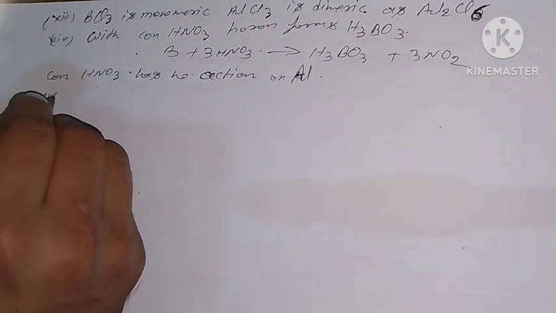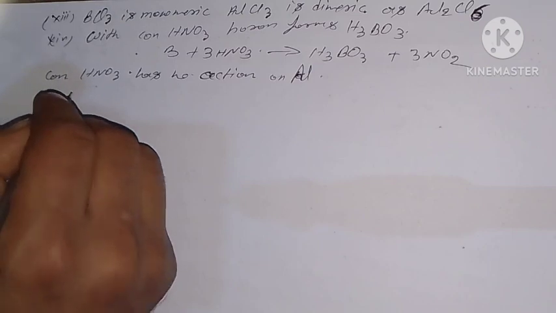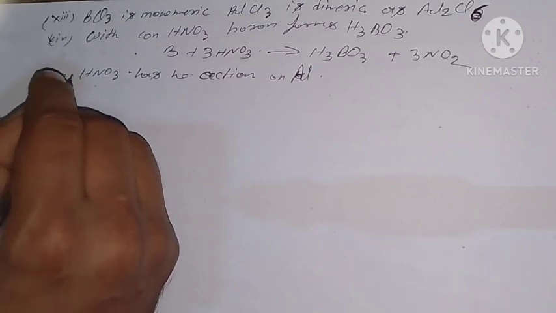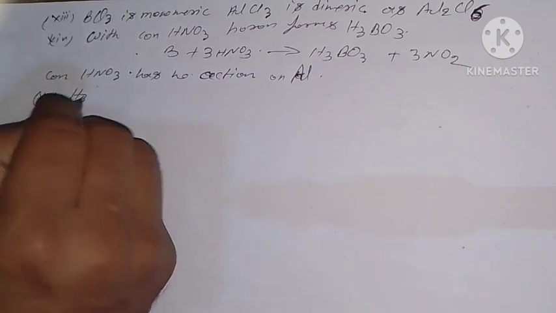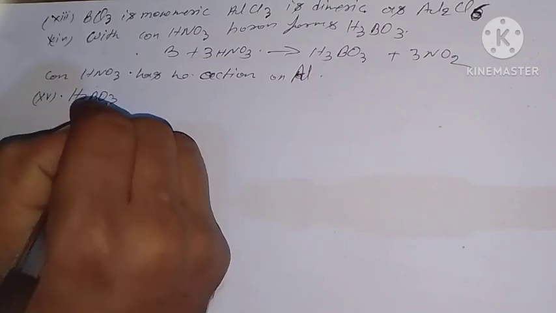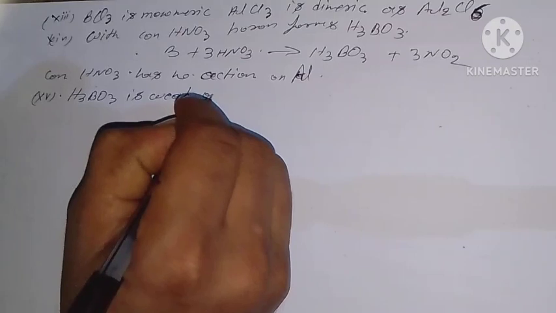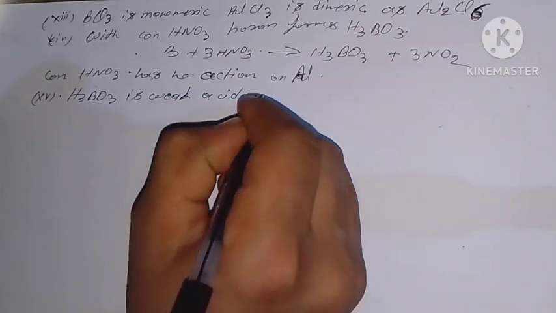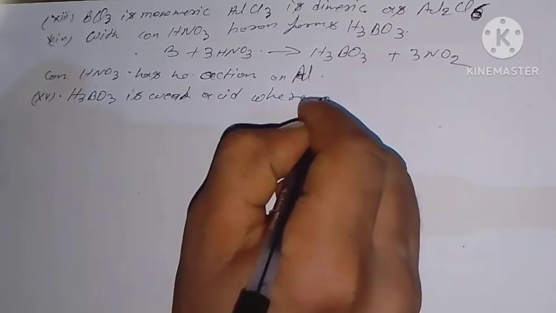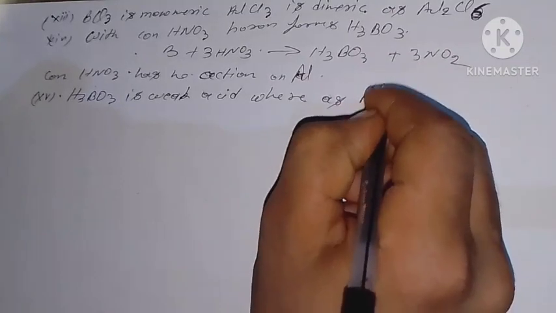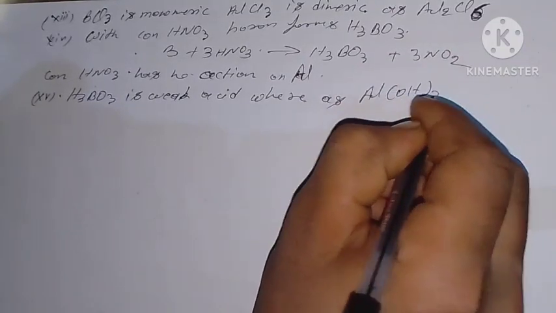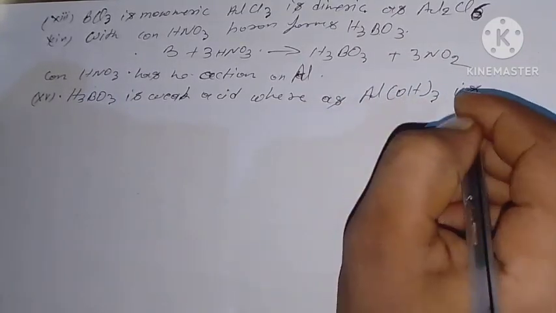Point 15. H3BO3 is a weak acid, whereas Al(OH)3 is amphoteric in nature.